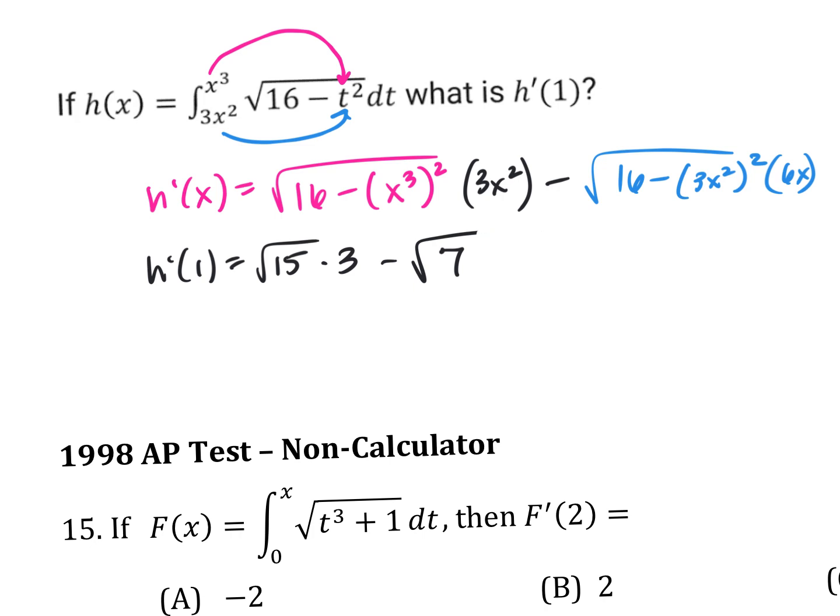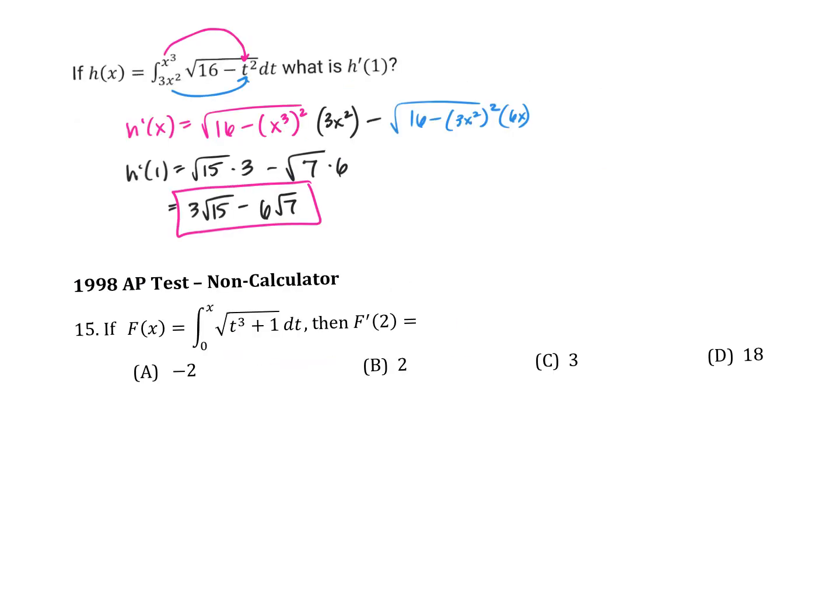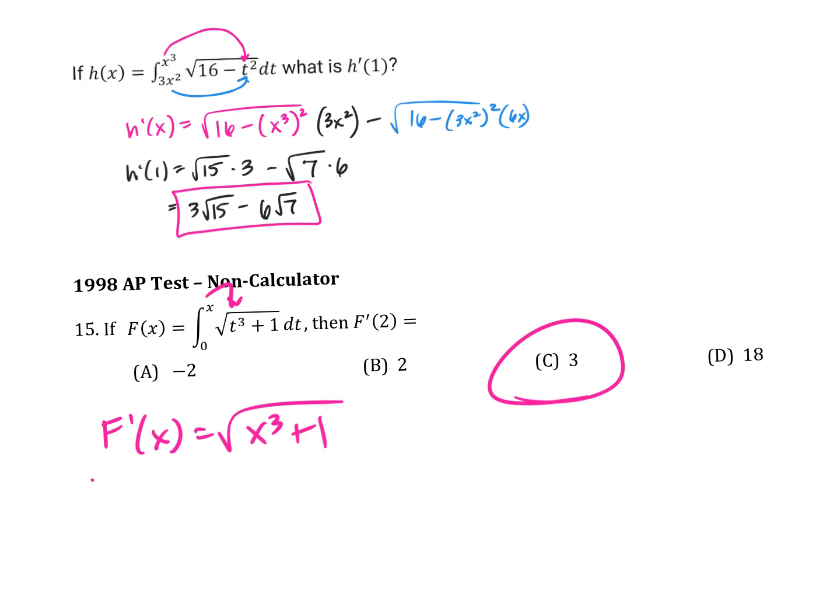Times plugging in a 1 over there would get me a 6. So if this was free response, to Graham's point, we would have just plugged in the 1 and not simplified anything. If this was multiple choice, this is what their answer would have looked like. F prime of x is just going to be x cubed plus 1. And then they wanted f prime of 2, which is going to get me 2 cubed plus 1. That's going to get me square root of 9, which is going to get me 3.